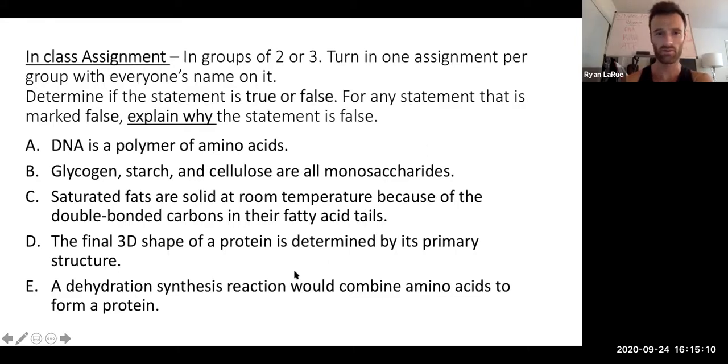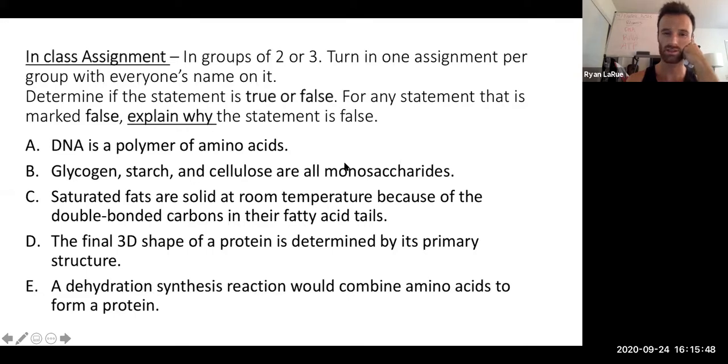And it's recorded, so you can review it. Saturated fats are solid at room temperature because of the double bonded carbons in their fatty acid tails. True or false, why? What do you got to replace there, if anything? That's correct. It is false. They're solid at room temperature. They have more hydrogens. There's no double bonds. Absolutely. That's correct.